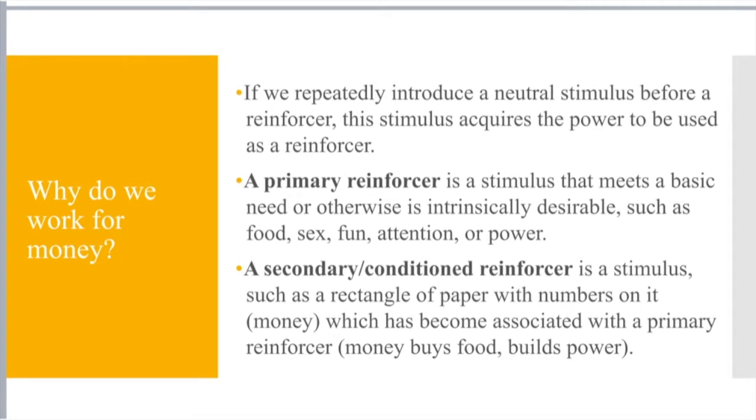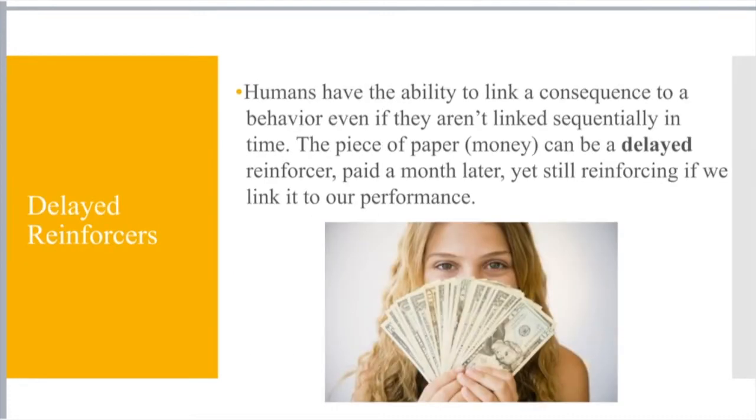So we have primary and secondary reinforcers, but we also have delayed reinforcers, right? Humans, unlike any other creature, have the ability to link a consequence to a behavior even if they aren't linked sequentially in time, right? A piece of paper, the money, can be a delayed reinforcer paid a month later, and yet still it reinforces. We link it to performance.